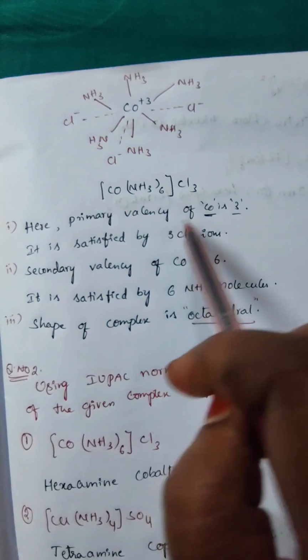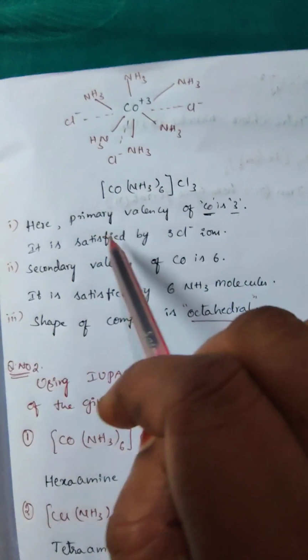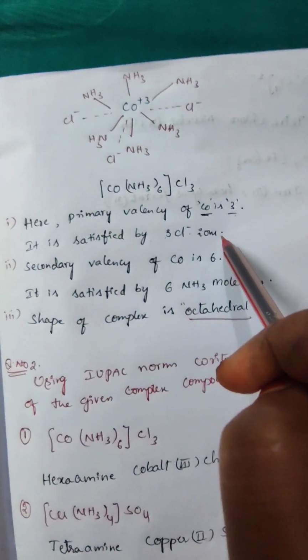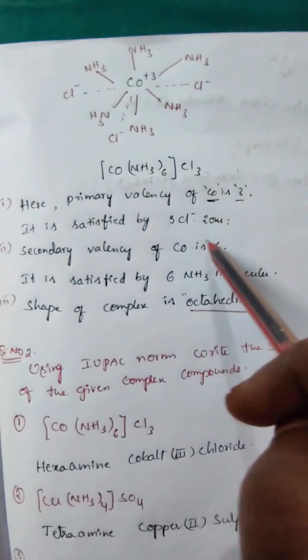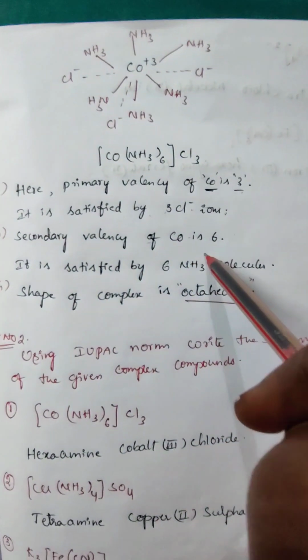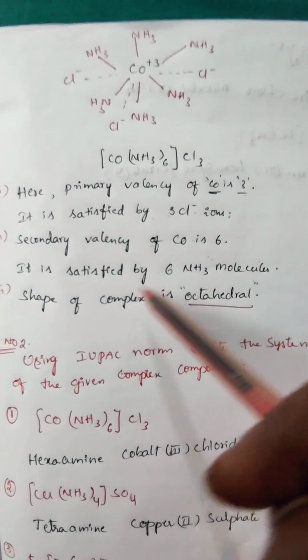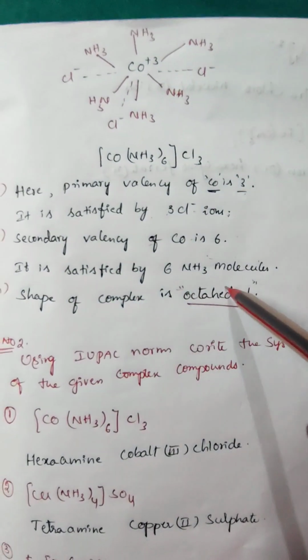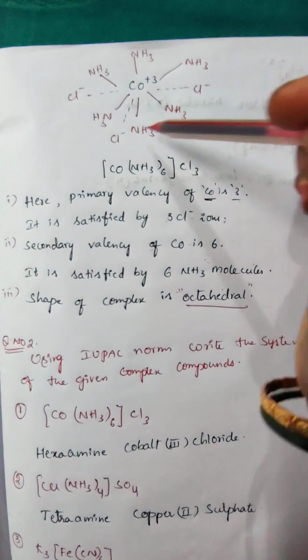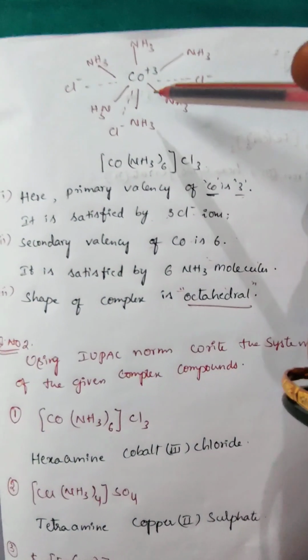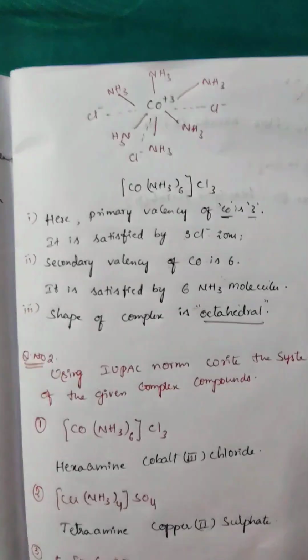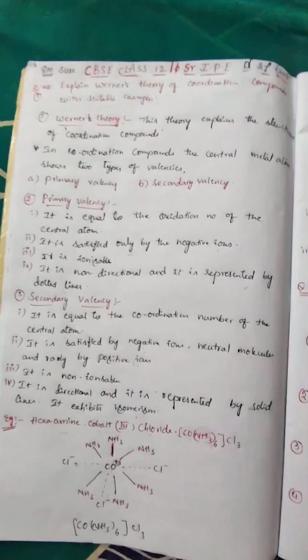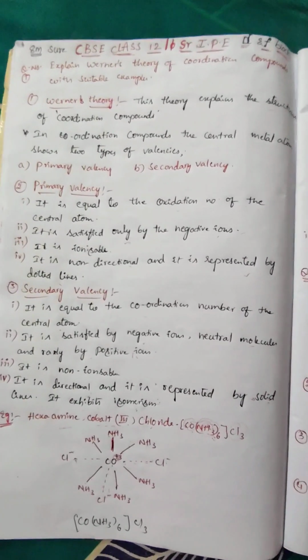Once you observe this structure, the primary valency of Co is 3, satisfied by 3 Cl minus ions. The secondary valency of Co is 6, satisfied by 6 NH3 molecules. The shape of the complex is octahedral. Octa means 8. This is very important. I think you understand this Werner's theory of coordination compounds.